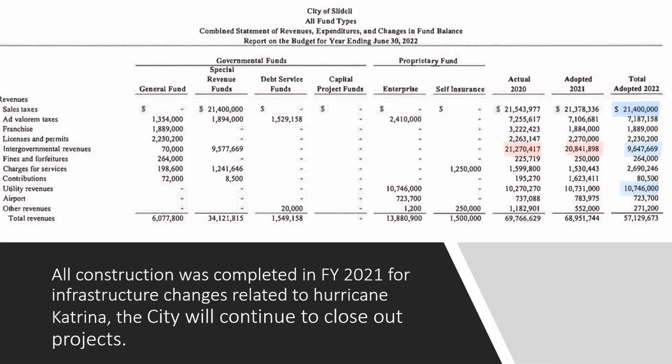According to the notes on the Katrina Fund, all major construction for the project was completed in 2021, and at that time they had about 10.5 million funded last year, and this year you will see a drop in their grants and intergovernmental revenues.